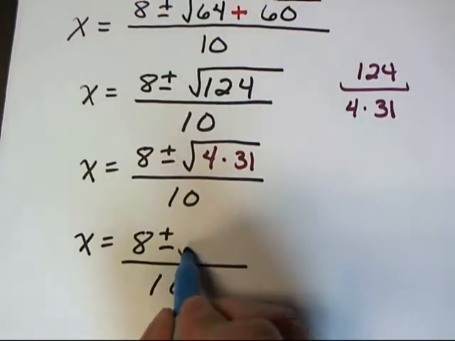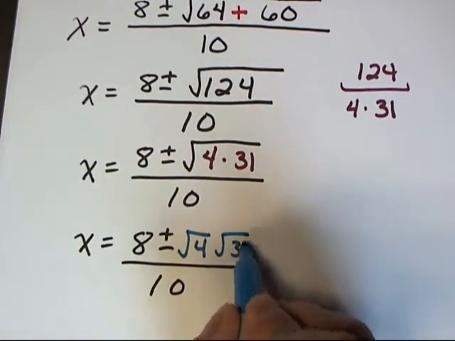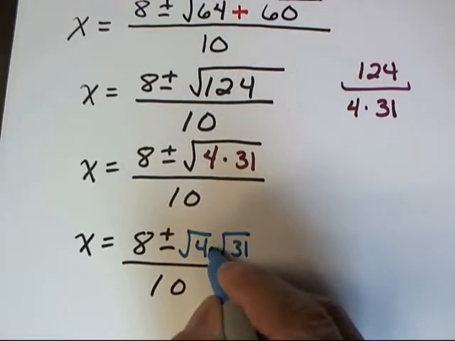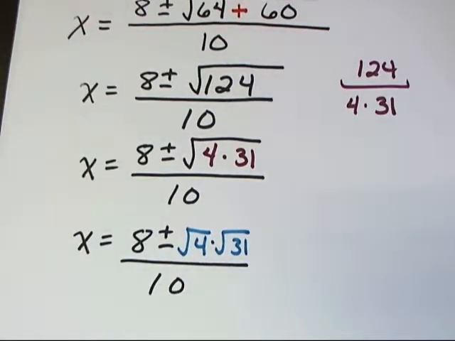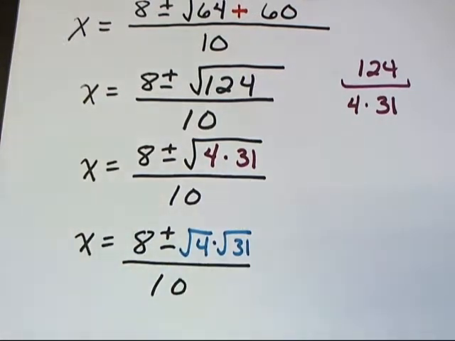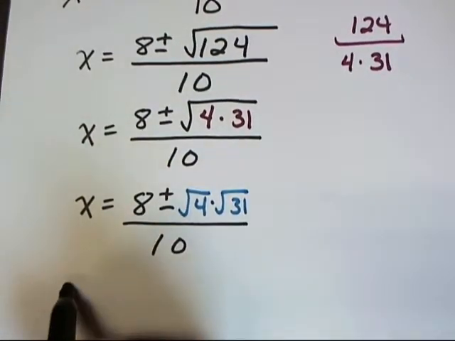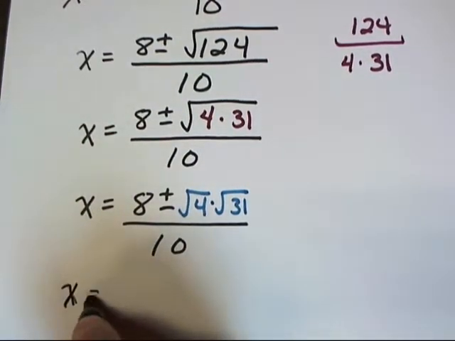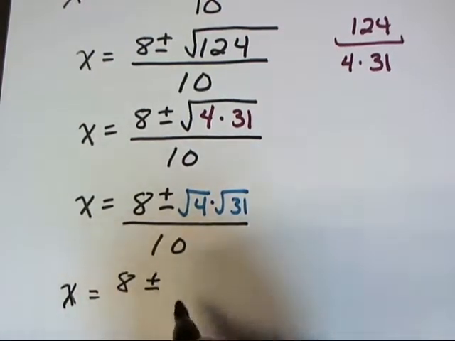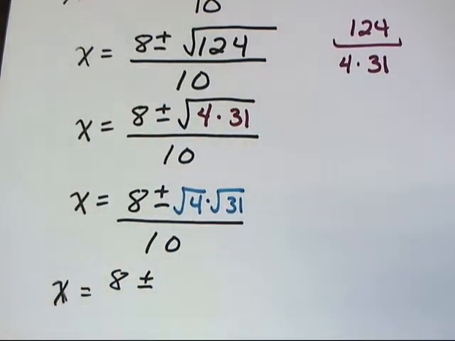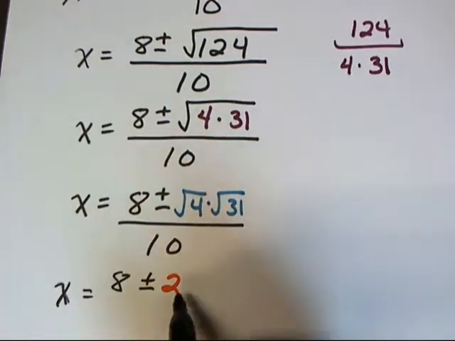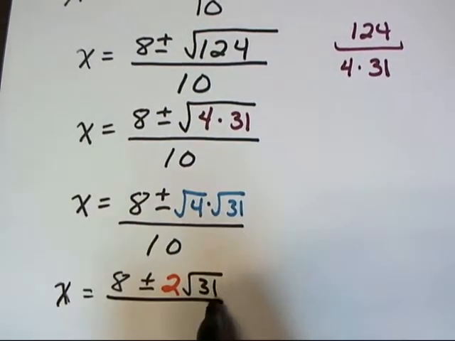So I'm going to rewrite that as the square root of 4 times the square root of 31. Still multiplication. If you need to, put your multiplication dot in there. Do not use the cross for multiplication, as this is algebra. And now we have the square root of 4. We can simplify the square root of 4. So now we have x is equal to 8 plus or minus the square root of 4 is 2, we didn't take the square root of 31, so it stays the square root of 31 all over 10.